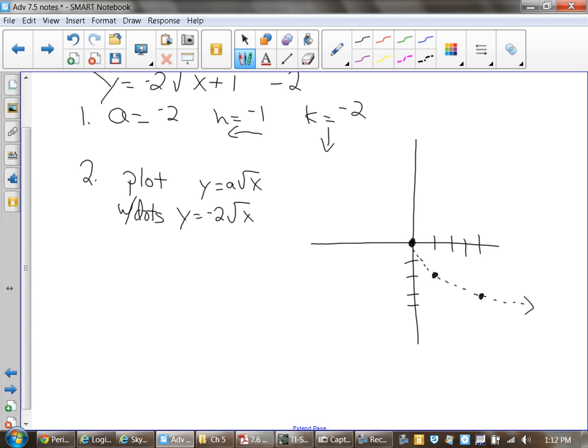So why did you multiply by negative 2? Because that's the value of A. You always multiply by whatever the A value is to get what's called your parent function. And then from there, you're going to shift everything left and right, up and down. In this case, I have to move everything to the left 1 and down 2 spots. Then I would create that with my solid line. So the last step is to shift.